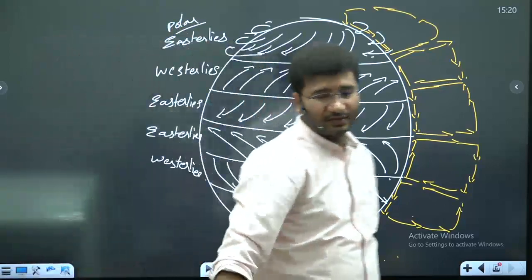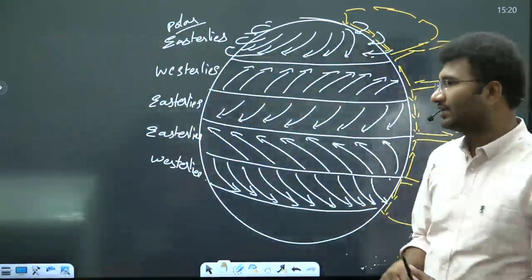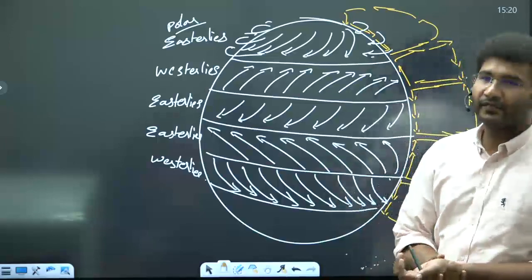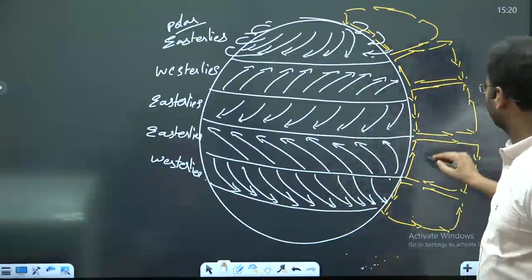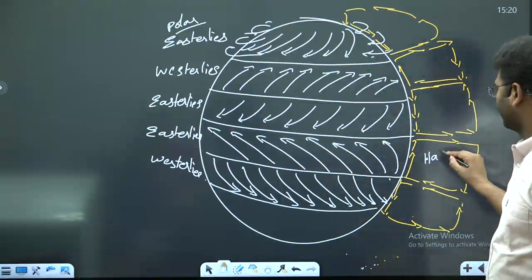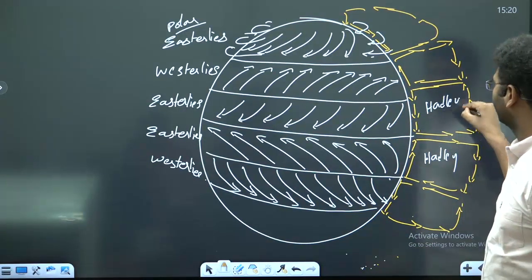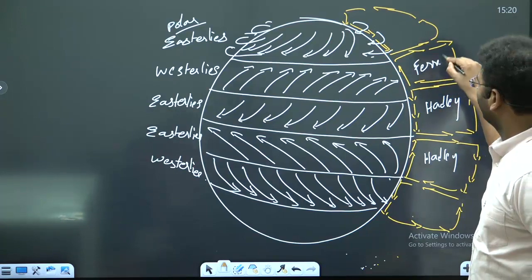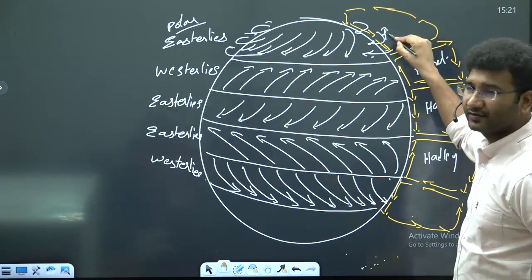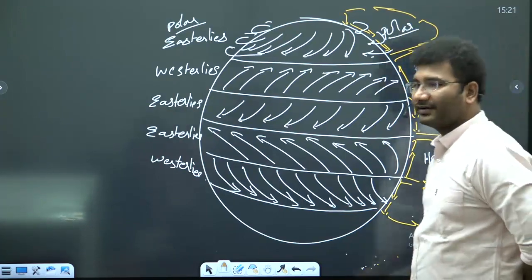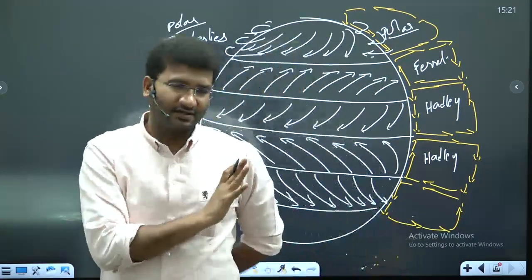Yes. Done? You know about these circulations. See, one thing, this is your Hadley cell, Ferrel cell, and this is your polar cell. Let's try to understand these circulations.